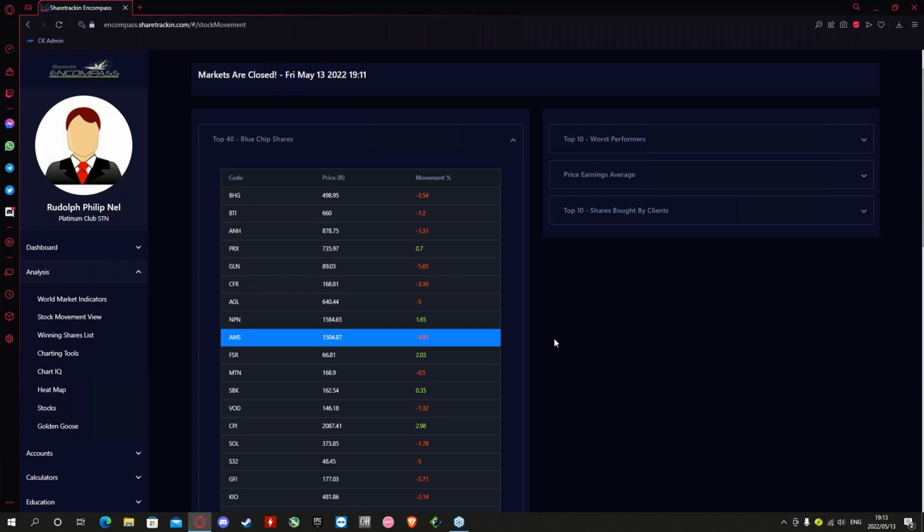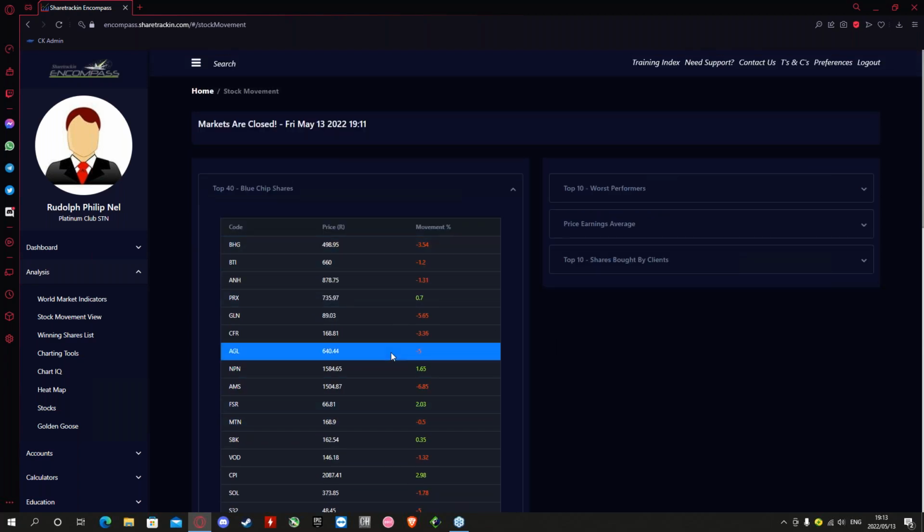Now, if we look at these shares, this would be one of the lists that you would be trading off of, and obviously the winning shares list. So the winning shares list and the top 40 would be your two main lists that you would be working off, which is also part of the T's and C's. The top 40 blue chip shares, as I said, are the most known companies in SA, and that would be the list that you would want to trade off of, because they usually have the best movement on the JSE, might it be positive or negative.